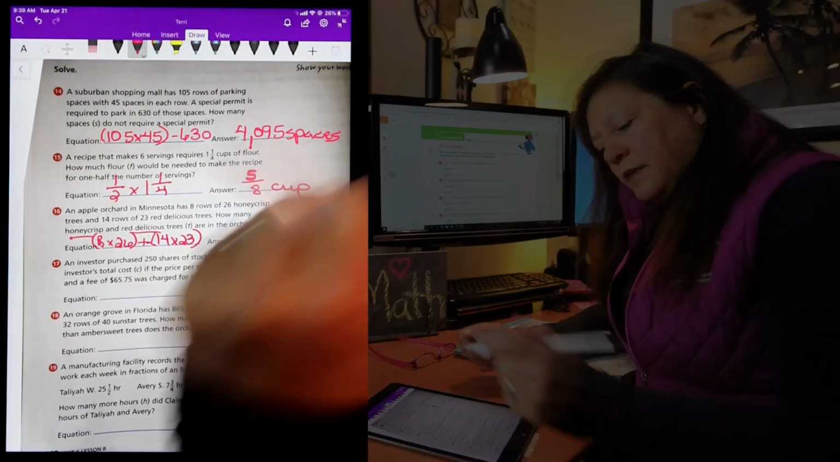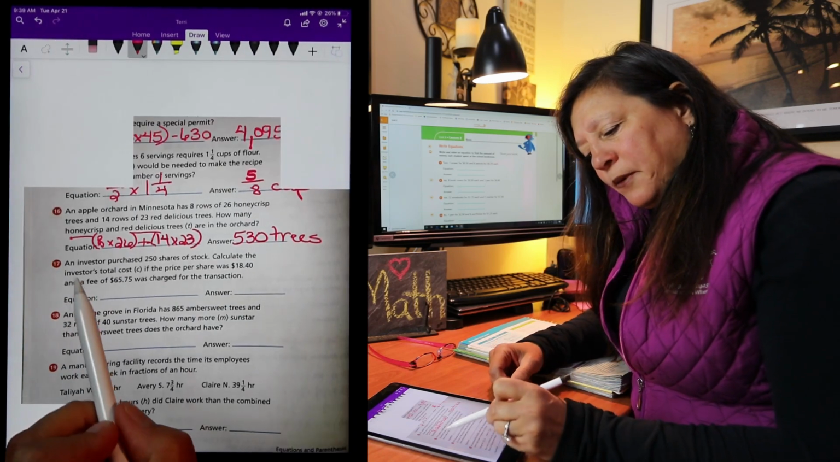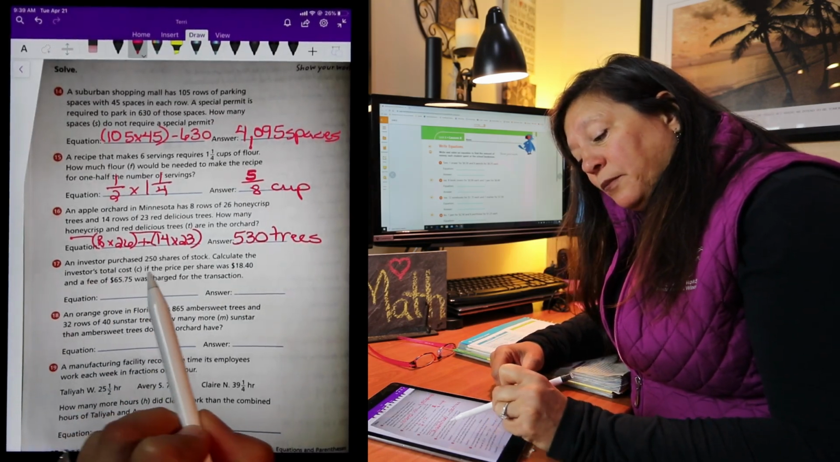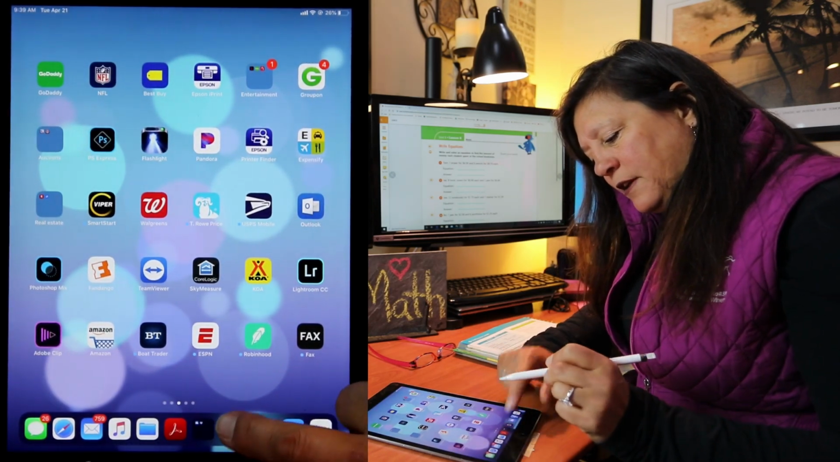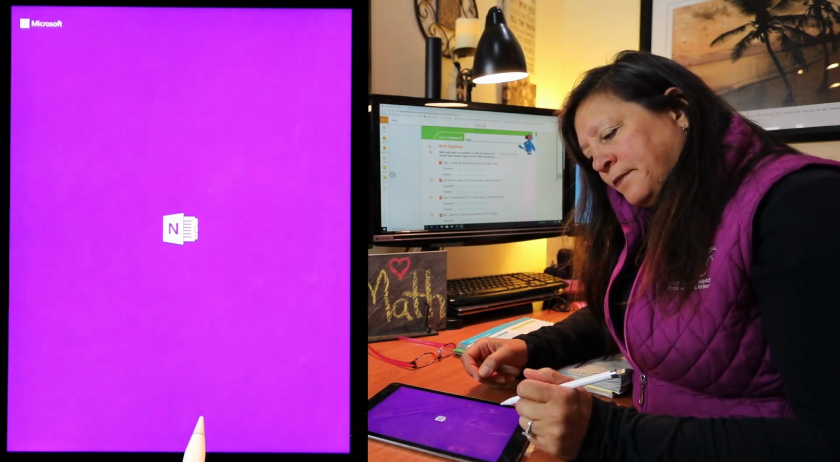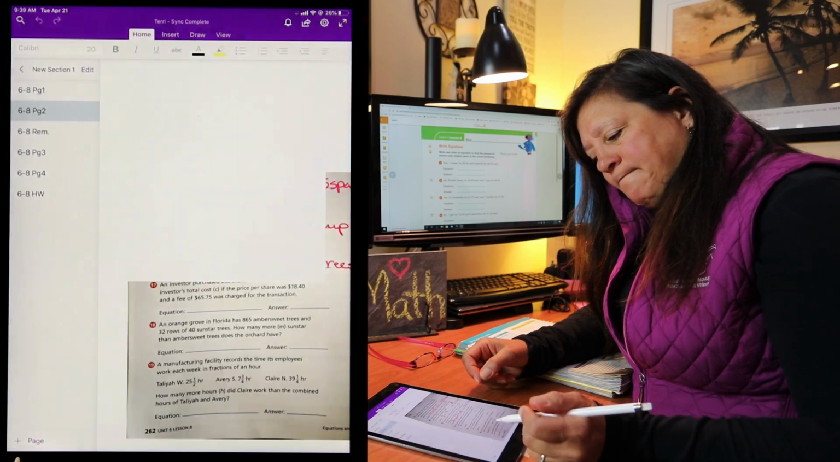Check your answer there. Okay, moving on to number 17. An investor purchased 250 shares of stock. Calculate, whoopsie, my notebook shut off. That's okay.